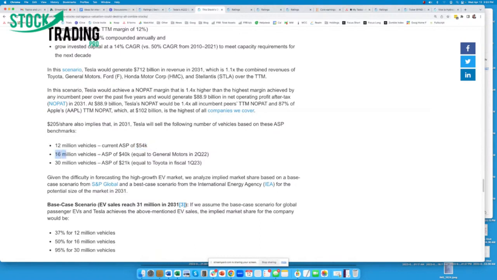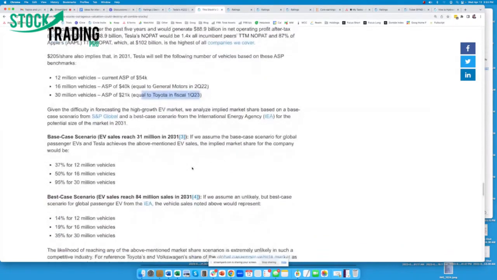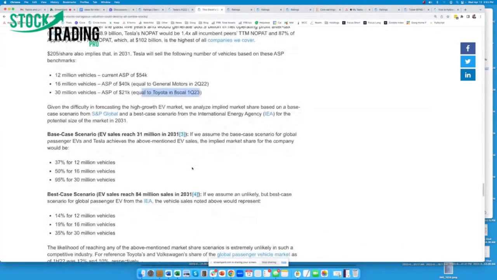16 million vehicles at an ASP of 40K, which is equal to General Motors' ASP, and then 30 million vehicles at an ASP of 21K, which is equal to Toyota's ASP. Those are some pretty big numbers. Well, let's get a sense of what percentage of market share those numbers imply.